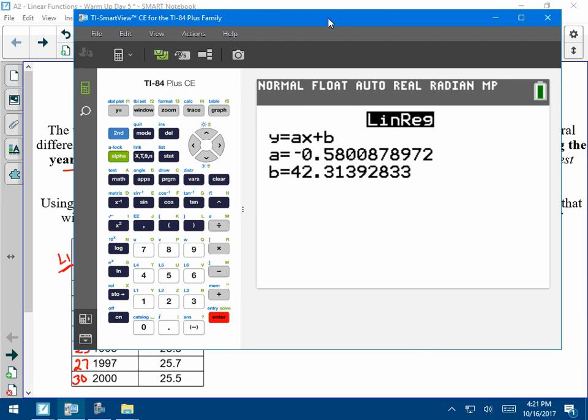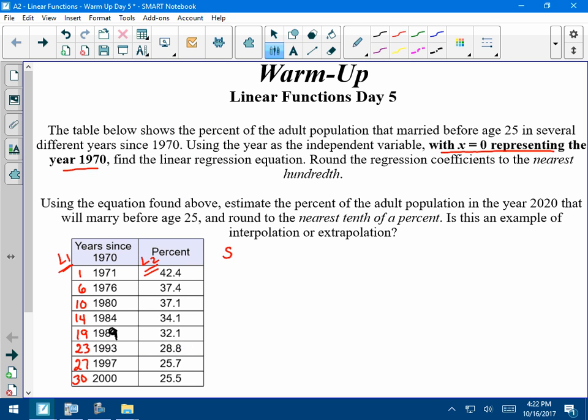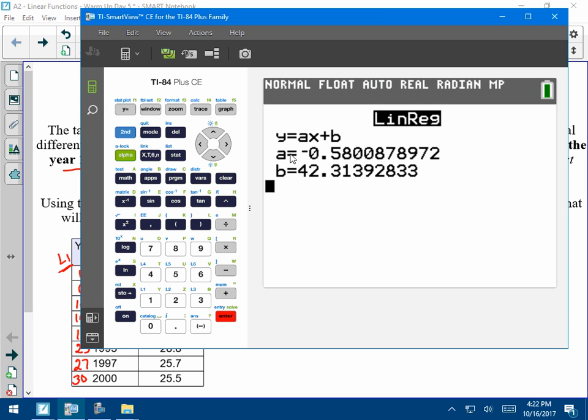And there's our equation. Okay, so work-wise, what do you need to show? You need to show your calculator steps. So I need to see Stat, Calc, LinReg. It'll help for partial credit. And I put in L1 and L2. Watch your rounding. Regression coefficients to the nearest hundredth, so that's 2 decimal places. So y equals negative 0.58x plus 42.31, that'll be.